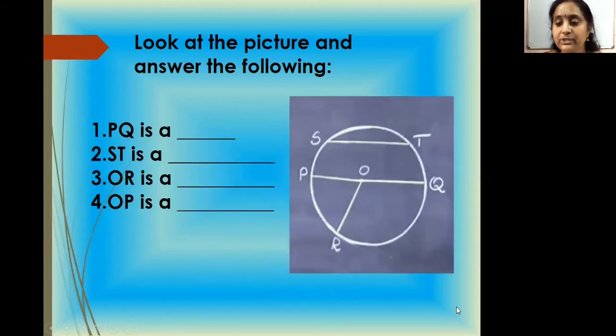Children, now observe the picture and write the following. What will we call PQ in this picture? For example, I am saying here PQ is diameter. Like that you have to write. ST is dash. OR is dash. OP is dash.